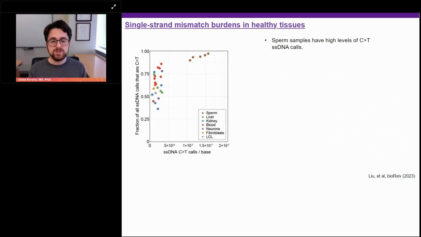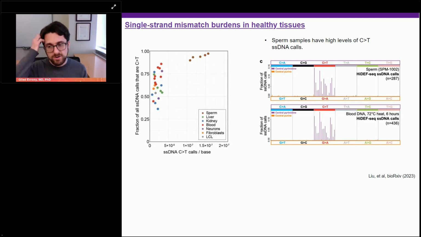Looking at single-strand calls across a panel of healthy tissues, we can actually see another interesting phenomenon, which is an outlier level of C to T single-strand calls in sperm. Not only do they have a higher C to T call burden, but also a larger percentage of all of their single-strand calls are C to T.